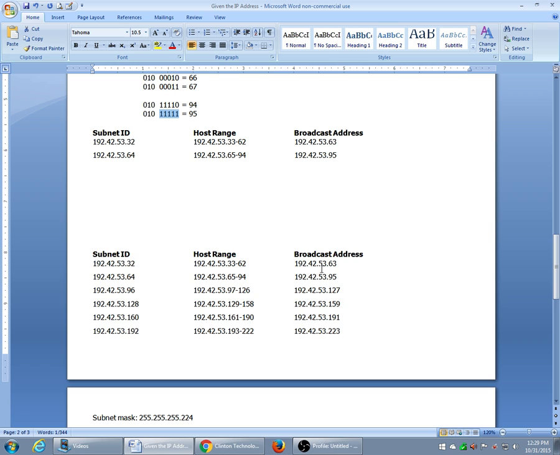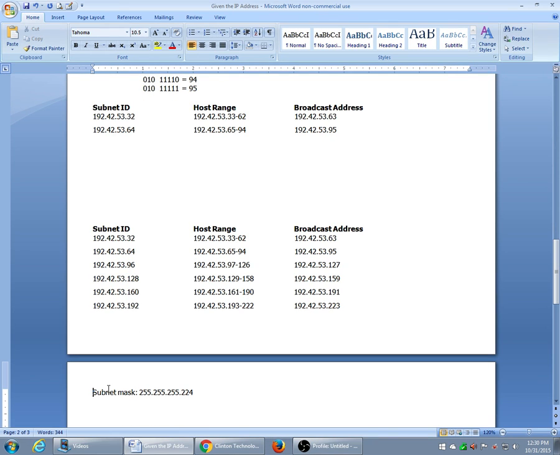And then the broadcast address column over here. If you notice one thing about the broadcast, the broadcast for the first subnet is that number just before the next subnet. And then the broadcast address for the second subnet is the number just before the subnet for the third, and so forth. You'll see a lot of patterns in the addresses there.